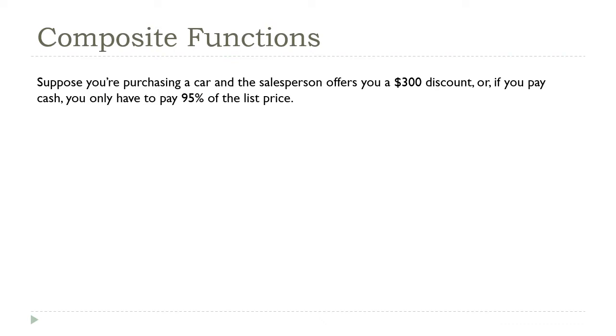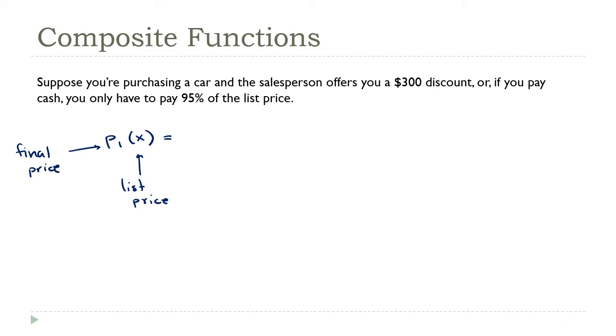All right, so now I've got a practical example. We're purchasing a car, and we have an option of two discounts. One is a flat $300 off the price, and another one is where you only have to pay 95% of the price. In other words, it's 5% off. So what I want to do first is come up with two functions that describe the final price in each case. Let's do the $300 discount first. For that one, let's call this P1 of x, where x is the list price, and P1 is the final price.